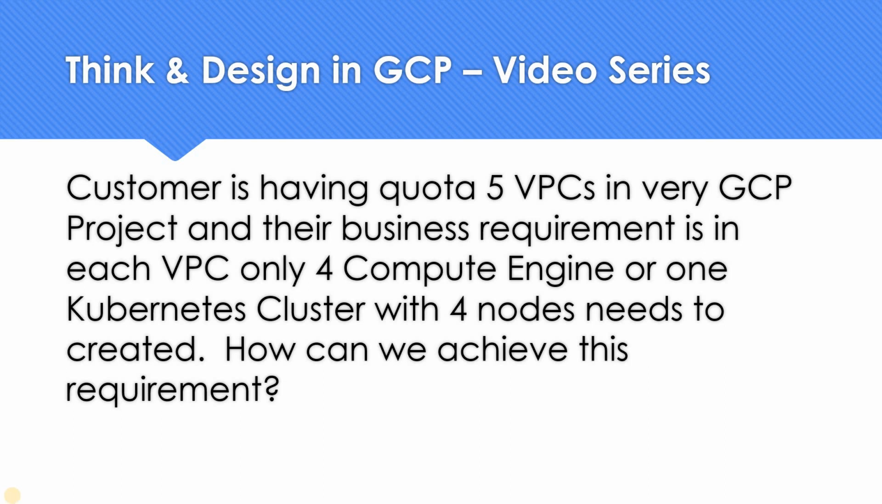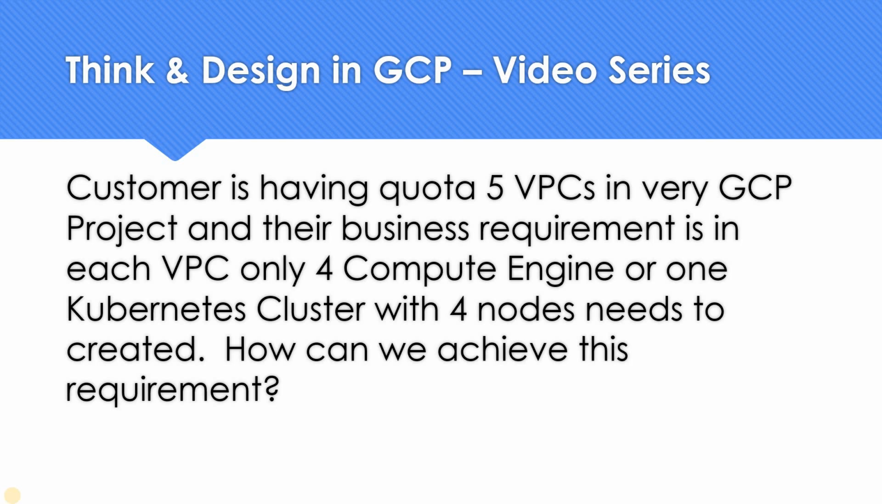In today's video in the Think and Design in GCP video series, the question is something like this. By default, every project will have 5 VPCs. That is the default quota. You can increase that by raising a request, but the default is 5 VPCs. That is a thing which everybody should be aware of.